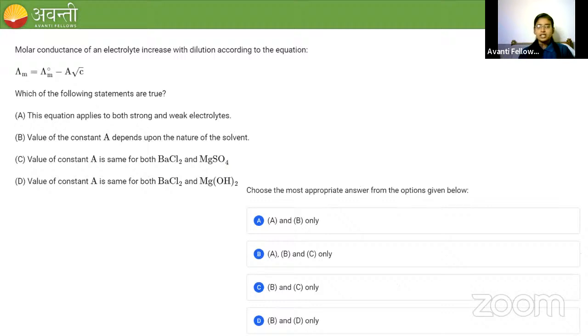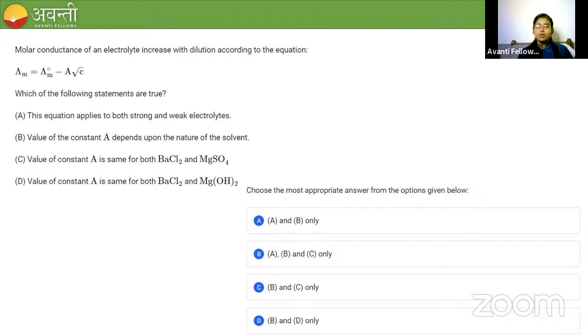Molar conductance of an electrolyte increases with dilution according to the equation given below. Lambda m is equal to lambda m naught minus A into root C. So this is a straight line equation, right? For strong electrolyte and weak electrolyte, we have studied this with a graph, no? For strong electrolytes, we'll get a straight line with negative slope, and for weak electrolyte, we will get a curve-like thing. That graph is based on this equation only. So here is a question from that pattern.